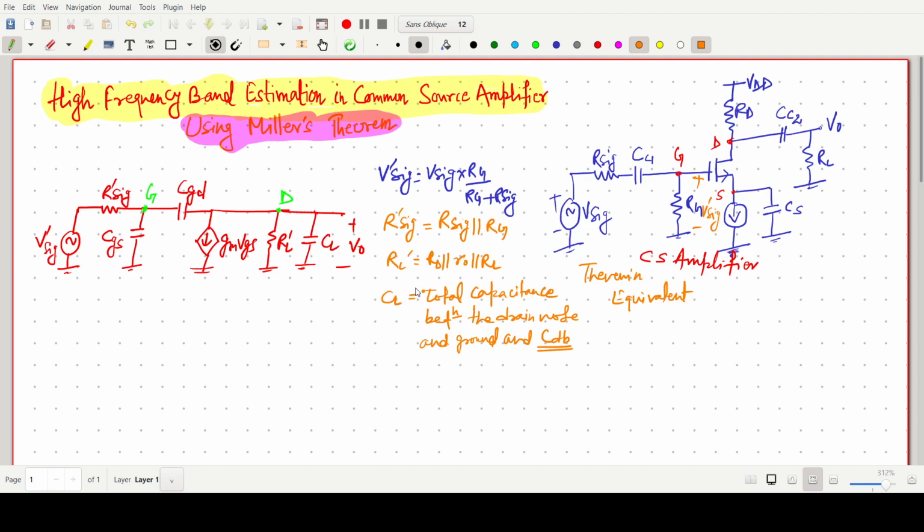Okay, so now we have to solve this one using the Miller's theorem. So this one is clear. This one is a high frequency equivalent model of a common source amplifier. Okay, so now we have to use the Miller theorem.